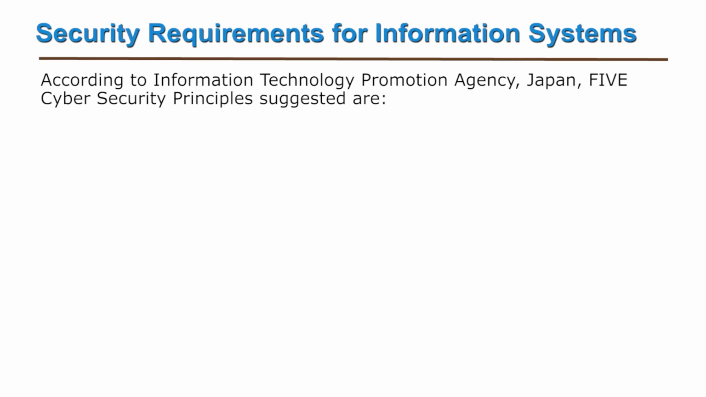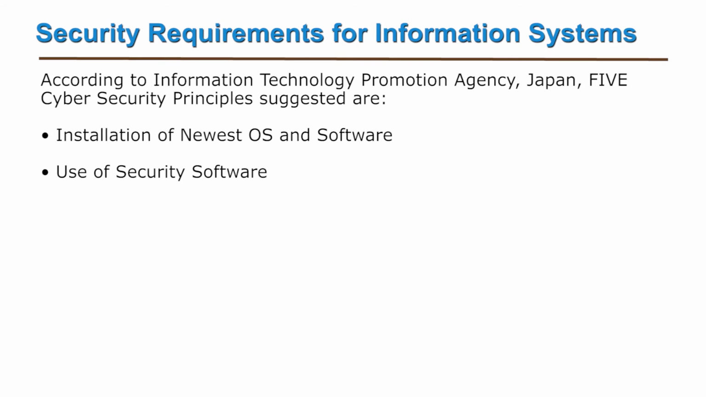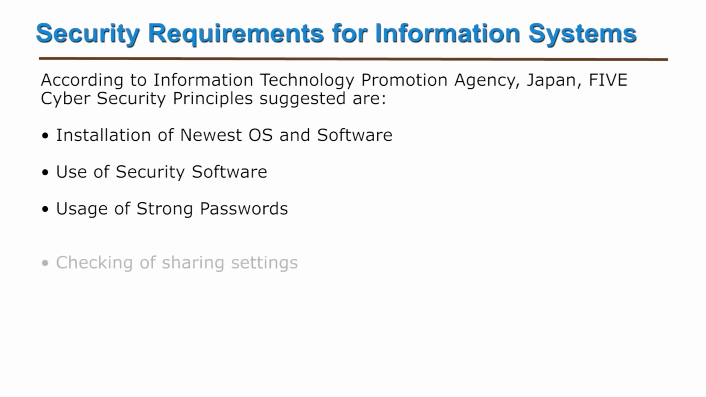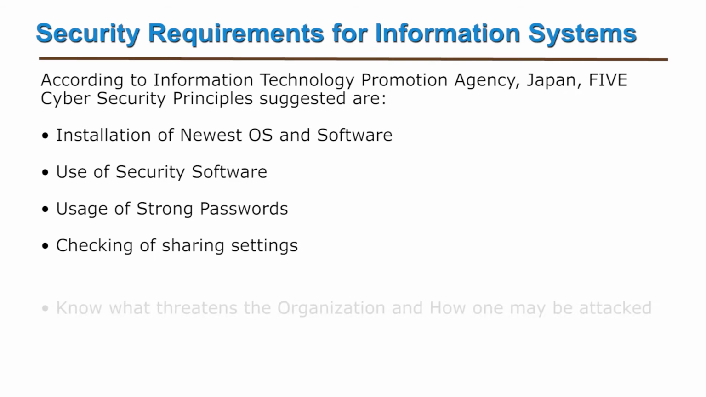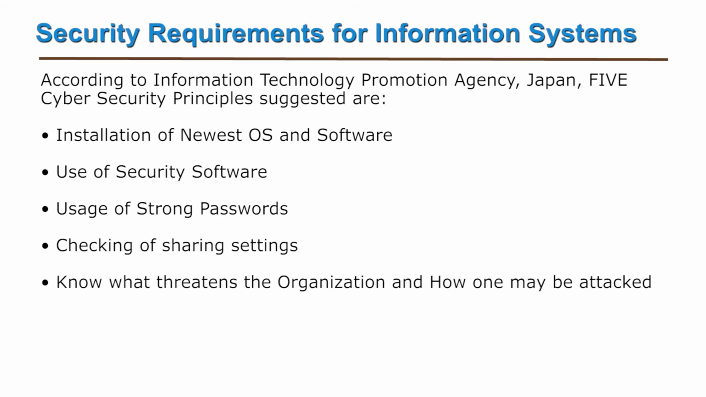According to Information Technology Promotion Agency, Japan, 5 cybersecurity principles are suggested. They are installation of newest OS and software, use of security software, usage of strong passwords, checking of sharing settings, and know what threatens the organizations and how one may be attacked.